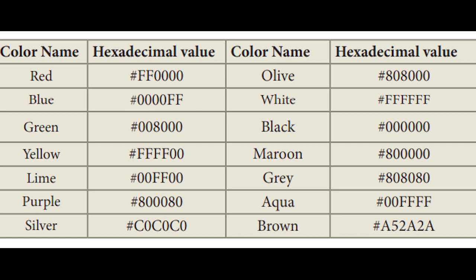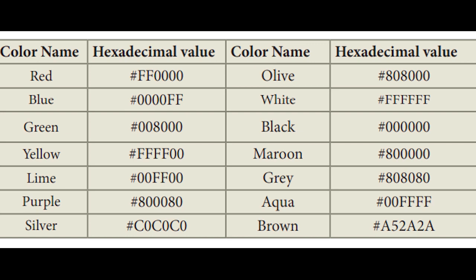If it is blue, it is hash 0000FF. Like that, whatever color you need, you can just use this hexadecimal value. This is given in your book on page number 225, right? You can just check it out, and if you are doing the HTML code, you can use these codes also, and you can design the page with background colors, right?